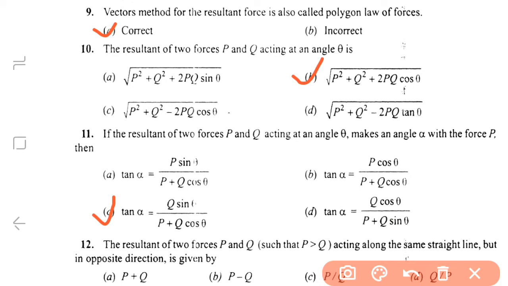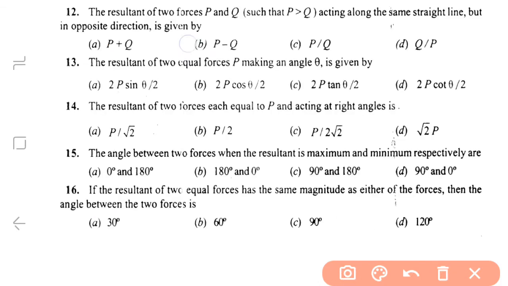So next question is question number 12. The resultant of two forces P and Q such that P is greater than Q acting along the same straight line but in opposite direction is given by. Here these are the options, and here correct option is B, that is P minus Q.